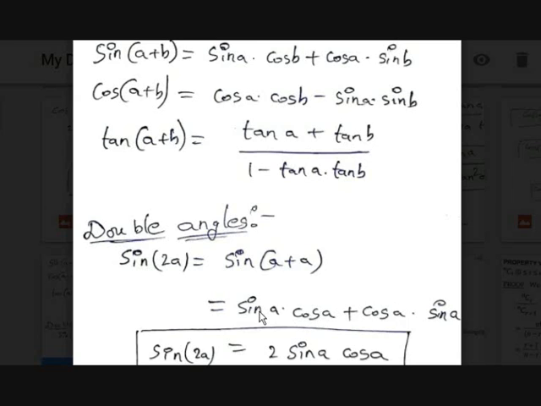So here if you observe carefully, sin A cos A. Here also it is sin A cos A, right? Cos A sin A or sin A cos A, both are the same. So you can write that like 2 sin A cos A. This is the formula for sin 2A.